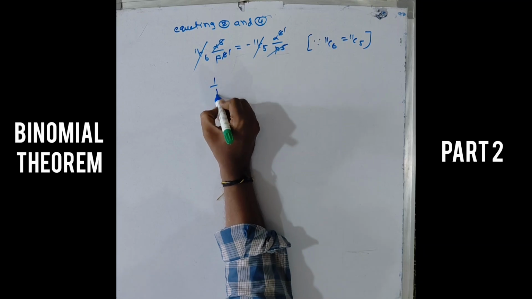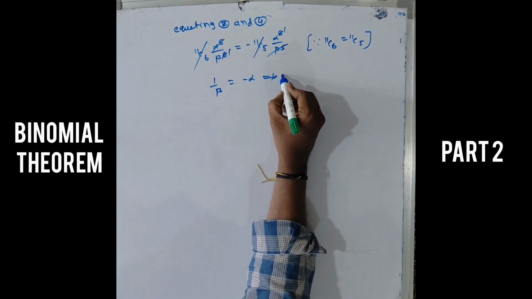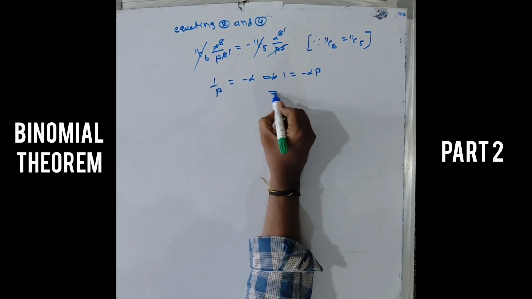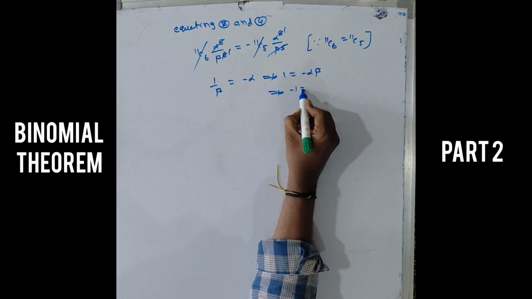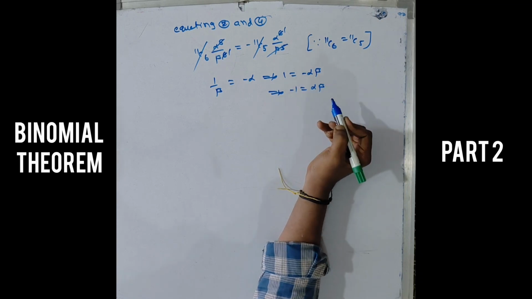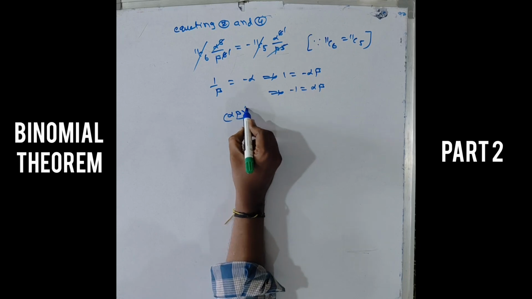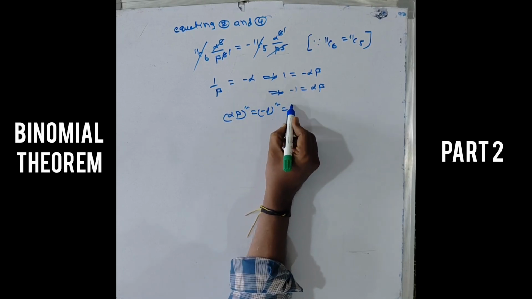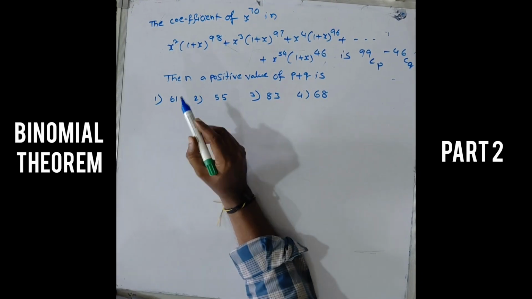Okay, 1 by beta is equal to minus alpha. That implies 1 is equal to, cross multiplication, minus alpha beta. Multiplying both sides with minus 1, minus 1 is equal to alpha beta. If you want (alpha beta) whole square, (alpha beta) whole square is equal to (minus 1) whole square, that is 1. This is the final answer. That's enough. The next, another problem.